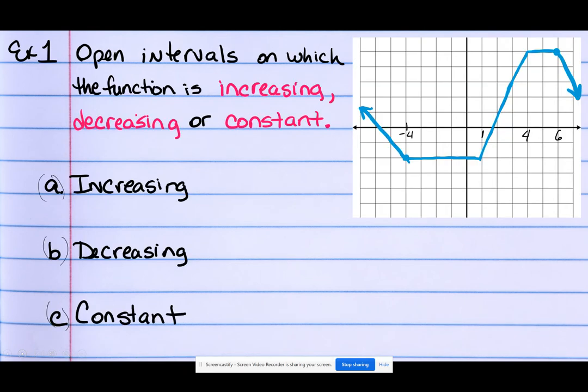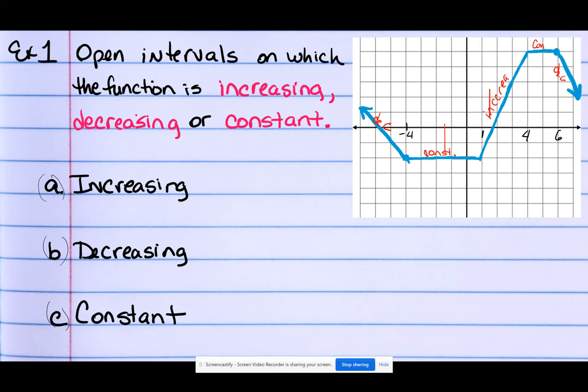Okay, first example, we have a very interesting looking graph here, and we want to decide if this is going to be increasing, decreasing, or constant. The intervals, that is increasing, decreasing, or constant, and these are intervals of our domain. So if we look left to right, we always read left to right. We have a decrease section, we have a constant section, we have an increase. We have another constant, and we have a decrease section.